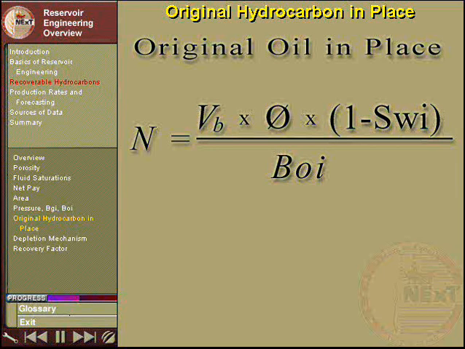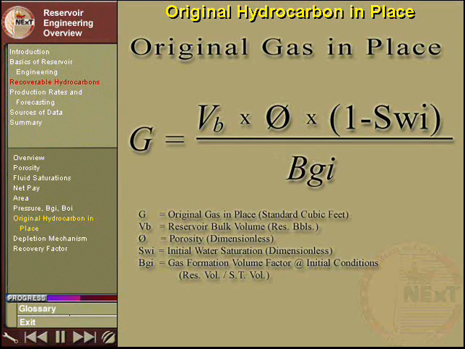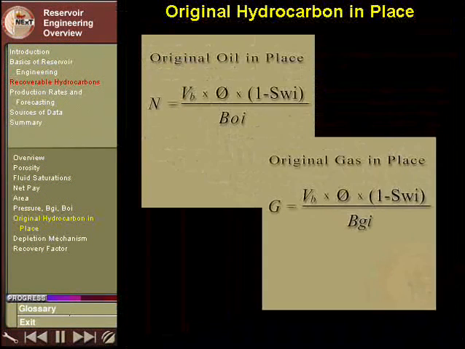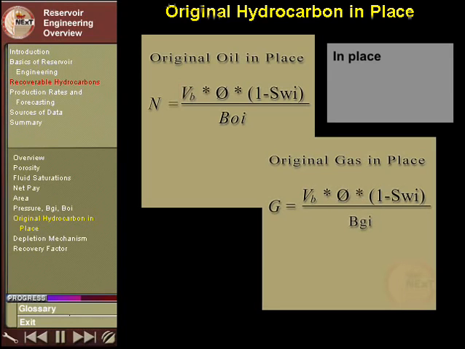We've just learned a number of very important physical parameters that are used to characterize a reservoir. Let's see how these parameters are used to calculate the original hydrocarbon in place. Here, we see the equation for the original oil in place, or N. This is a similar equation for the original gas in place, or G. For each of these equations, you can see how the parameters that we've just covered are used to calculate the original hydrocarbon in place. The original hydrocarbon in place is exactly that, in place.